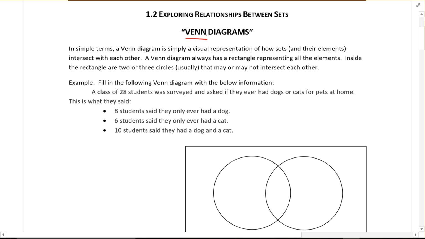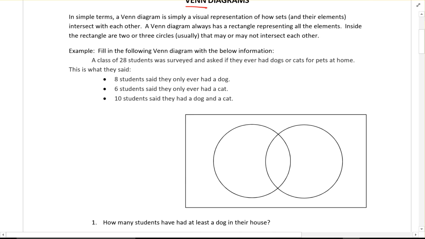So I kind of talked about it last lesson, like what a Venn diagram was. So it's going to look something like this. It's going to have a square or a rectangle around the outside that's going to just contain all of the elements inside of it. So our universal set. And then you're usually going to have two or maybe even three different circles inside that may or may not overlap. So here's a typical kind of question that we're going to start to see, though.